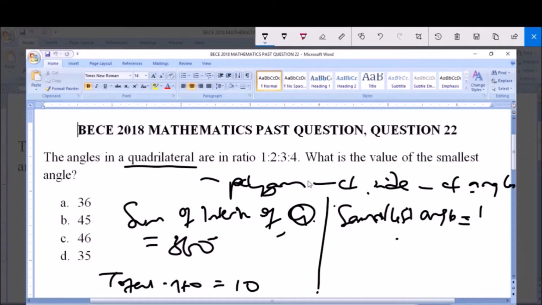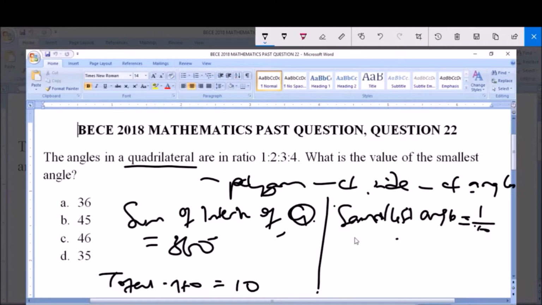Remember, ratio is another way of expressing fraction, and this smallest angle here simply means 1 over 10. If you go to the next angle it will be 2 over 10. Now to find this smallest angle, we multiply 360, which is the sum of the interior angles of a quadrilateral, by this 1 over 10, which is the portion of the smallest angle.